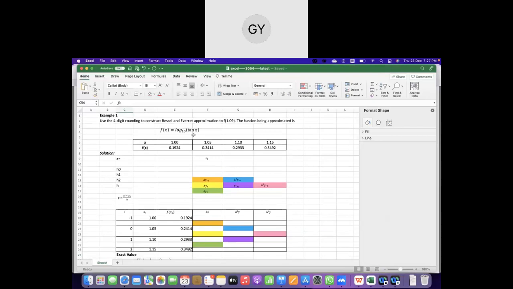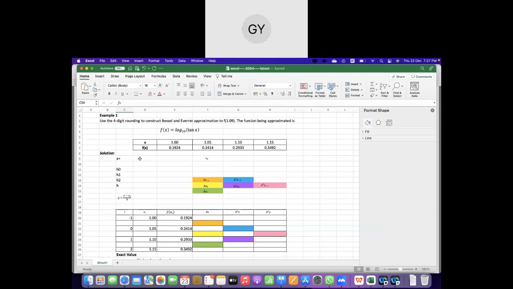Hi everyone, today I would like to present how to use the Bessel method and Everett formula to solve the interpolation and polynomial construction. So look at our example 1. The question says use 4-digit rounding to construct Bessel method and Everett formula approximation to f(1.09). The function being approximated is f(x) = log10 tan x. The values of x and f(x) are given by the question as follows.